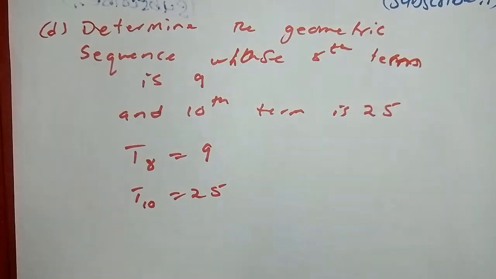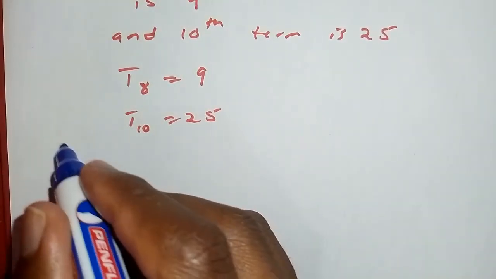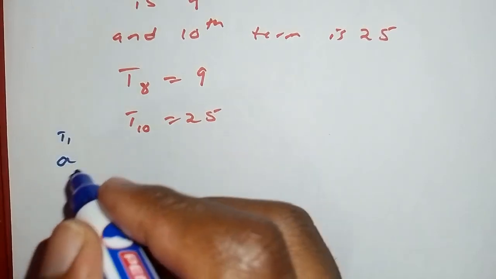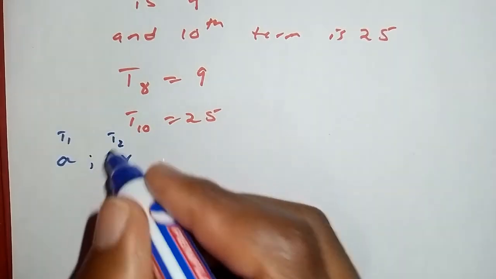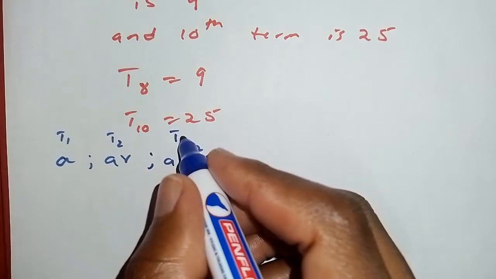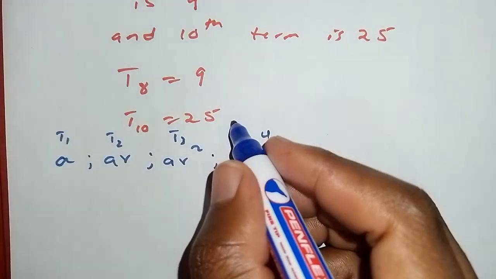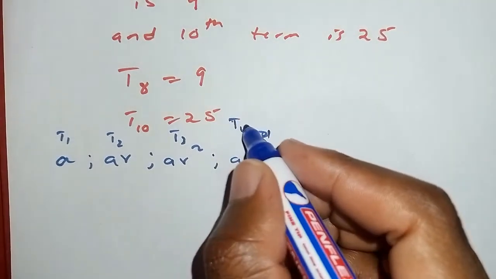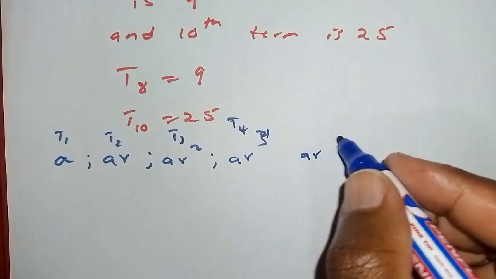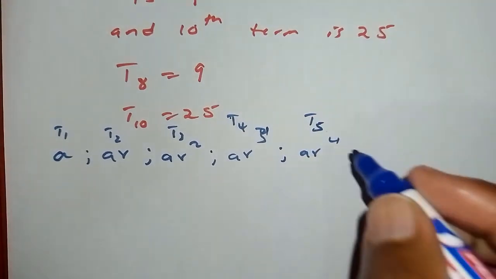Right? Remember, let me just use a different color. Remember this. A is my T1. AR is my T2. AR squared is my T3. AR to the power 3 is my T4. AR to the power 4 is my T5. It continues like that, the pattern, right?